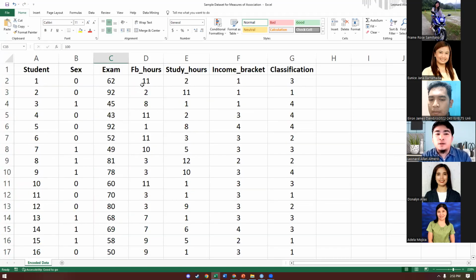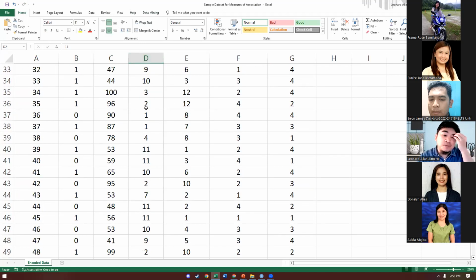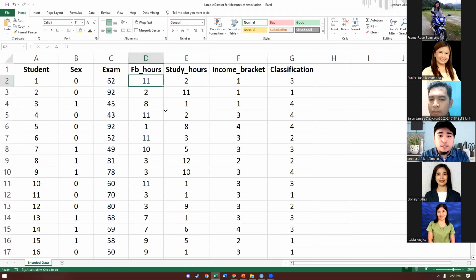Okay. I also have their Facebook hours. Ibig sabihin, ito ay per day. Gaano sila katagal nagpe-Facebook sa isang araw. Kita natin po yung Facebook hours nila. And another variable is the study hours. Gaano sila katagal sa isang araw nag-aaral.